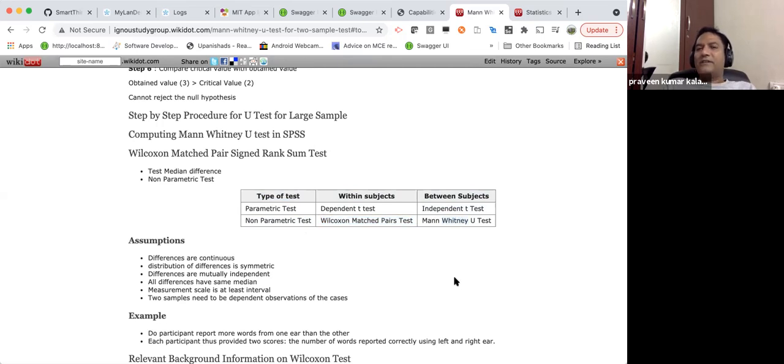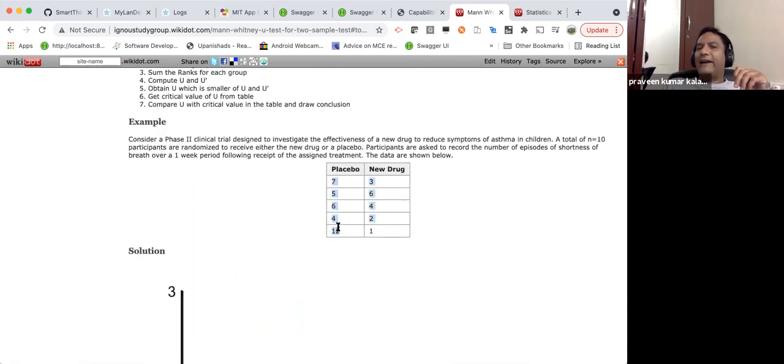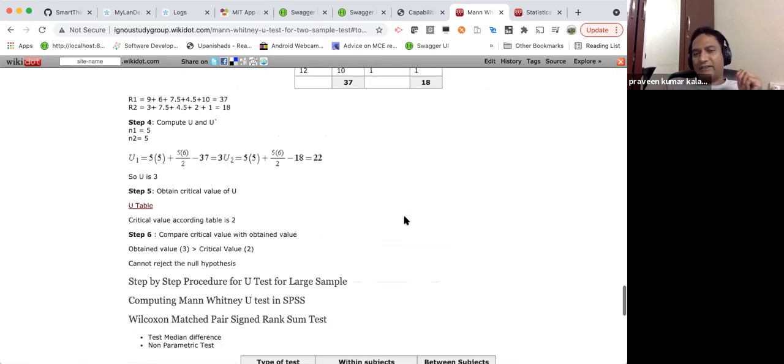What is between subjects? I'm taking two groups and then testing them. I have 5 people whom I did not give the drug, and I have a different 5 people whom I gave the drug. So I have 2 different groups. It is not the same group. Group 1, I did not give any drug. Group 2, I gave the drug. It is not the same individual which I have tested.